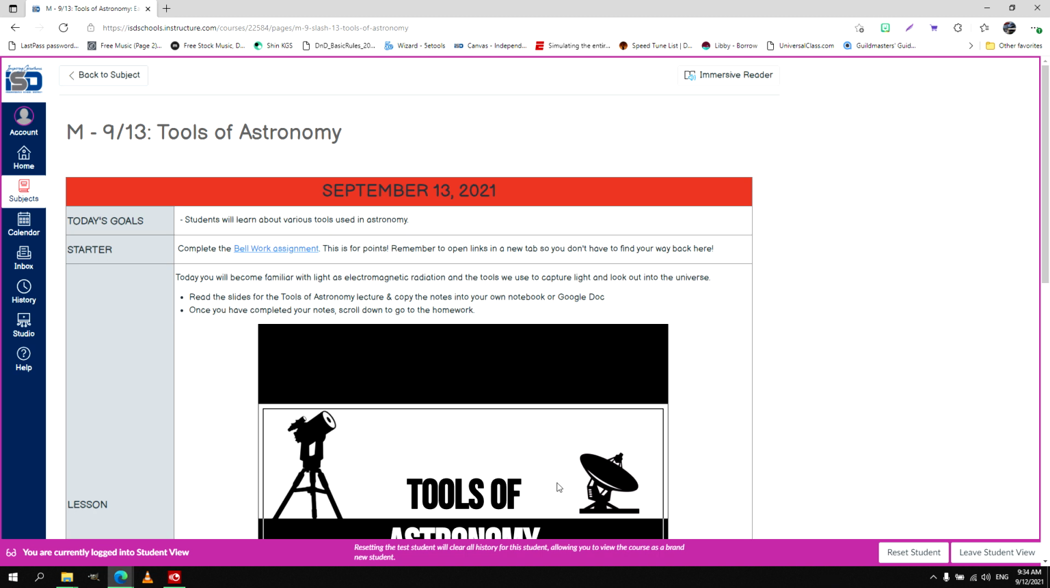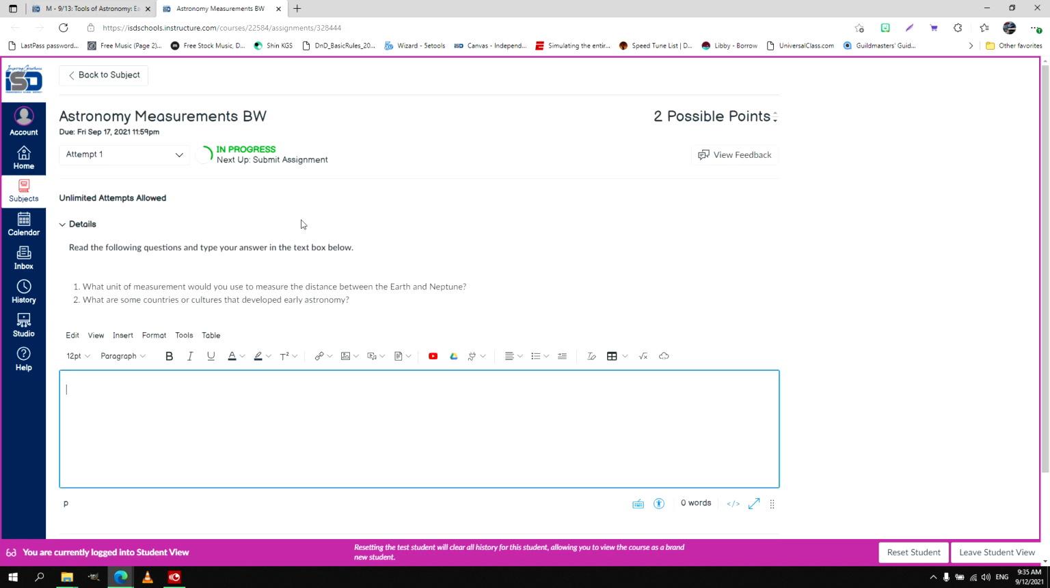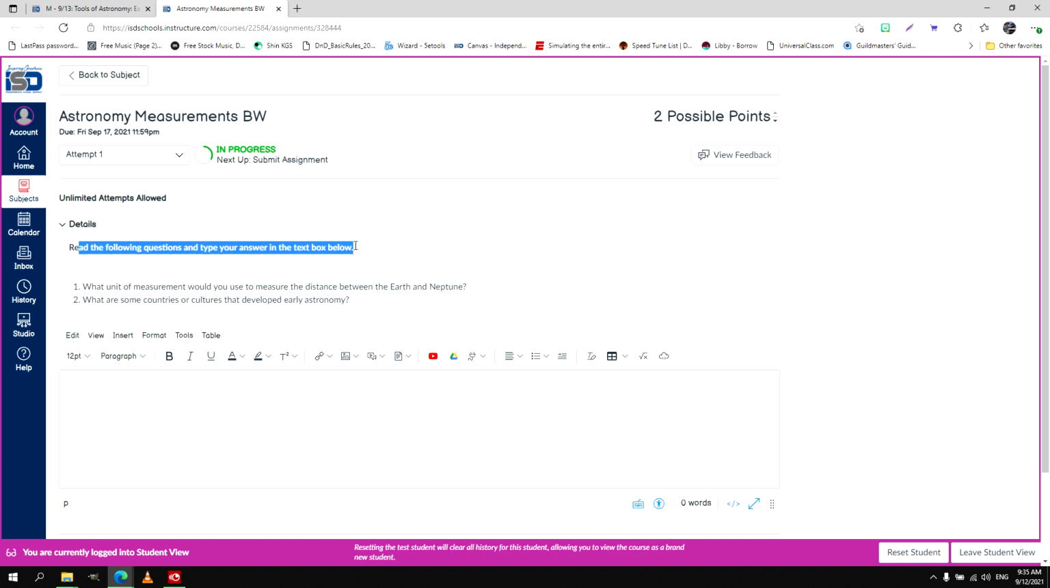Your bell work for today is actually for points, so please make sure you do this. Bell work assignment. Read the following questions and type your answers in the text box below. You have unlimited attempts on this, so you should be able to do this as many times as you need to.